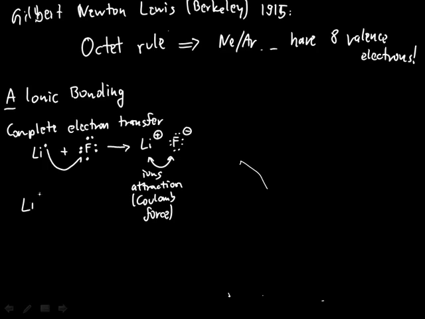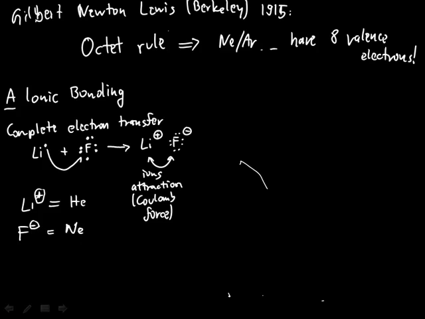So lithium plus now has an electron configuration which is equal to that of helium, whereas fluorine minus now has an electron configuration which is equal to that of neon. And so this is one way to get to the electronic octet.